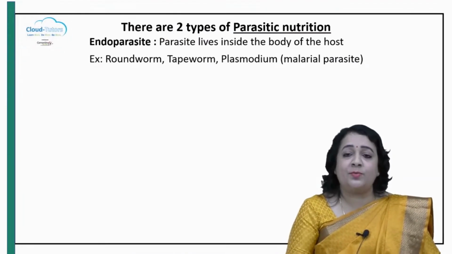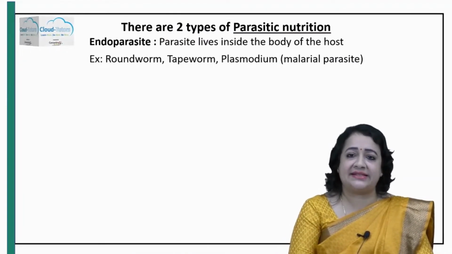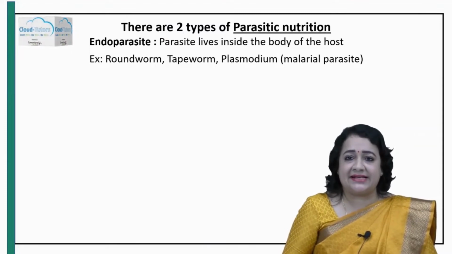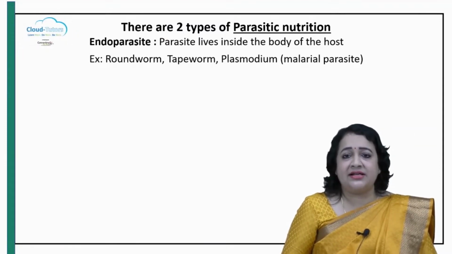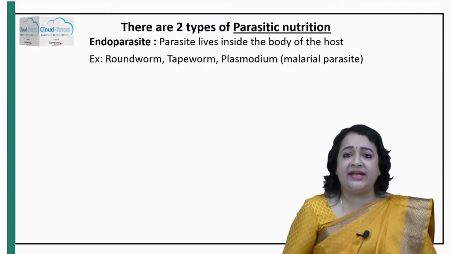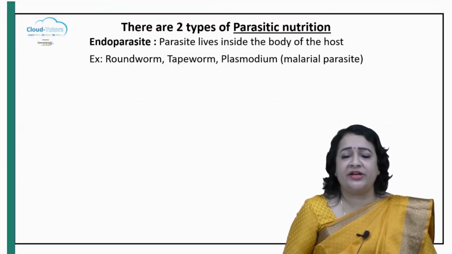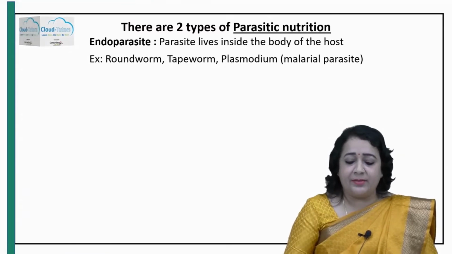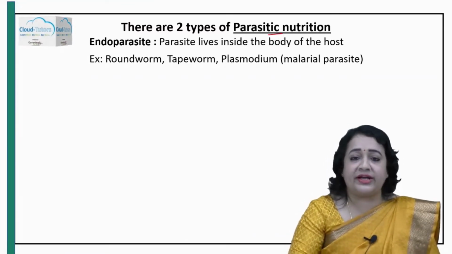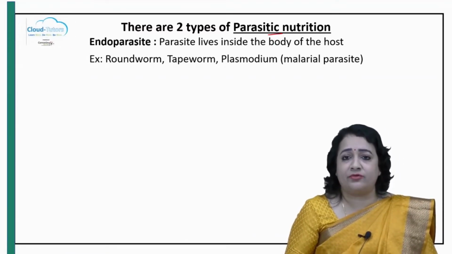Now coming to parasitic nutrition. What is parasitic nutrition? When I say parasite, these are disease causing organisms. These organisms live in or on the host organism. They absorb the nutrients from the host organism. Parasitic nutrition can be of two types. That is, parasites can be of two types.